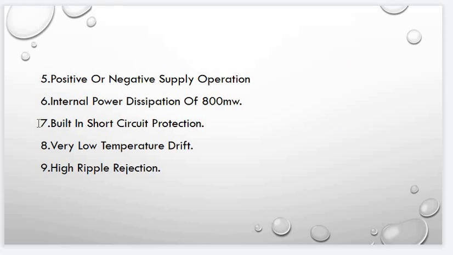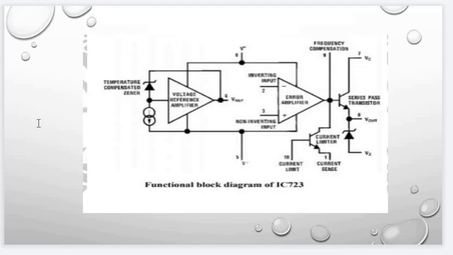A positive or a negative supply can be used to operate the general purpose voltage regulator. The internal power dissipation is of the order of 800 milliwatt. It has built-in short circuit protection, very low temperature drift, and high ripple rejection ratio.